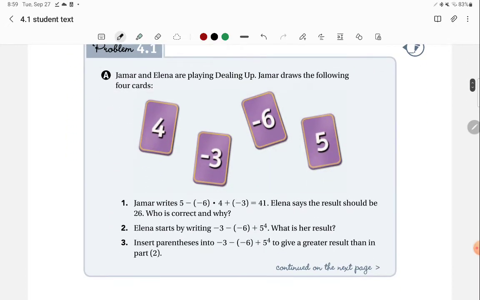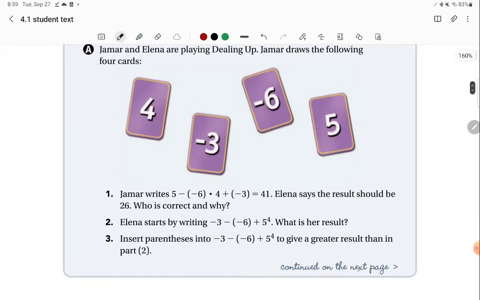So on part A, Jamar and Elena are playing Dealing Up. Jamar draws the following 4 cards, right? And you're exploring what he's doing and whether or not he's doing some of these correctly using those order of operations. So Jamar writes 5 minus negative 6 times 4 plus negative 3 is equal to 41. Elena says the result should be 26.